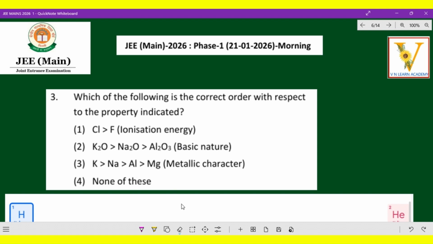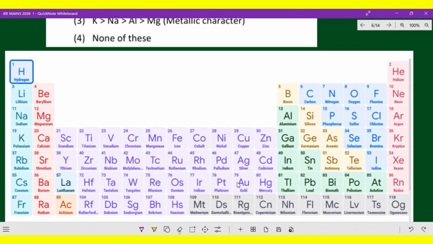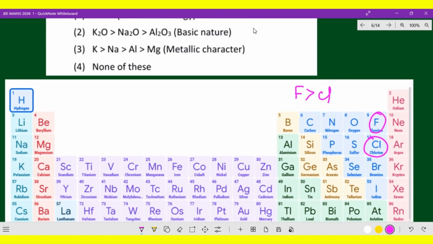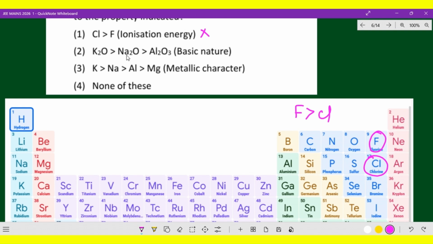Now, according to the periodic table, it will be easy for us to identify the answer. Here are fluorine and chlorine, the halogens. Fluorine's ionization energy is higher than chlorine's because its atomic size is smaller, so it is easily ionizable. So F is greater than Cl, but here they have given chlorine greater than fluorine, so that option is not correct. Then the next one, basic nature: K2O, Na2O and Al2O3.